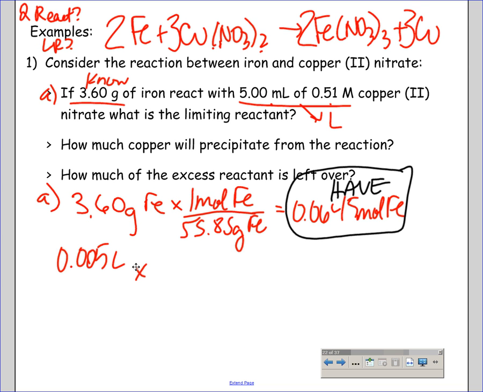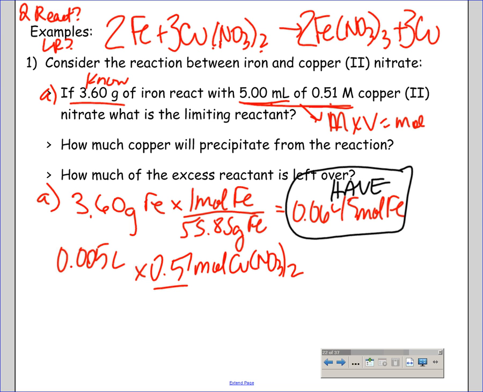Right, so essentially I'm doing M times V to give me moles. M is here, V is here. Multiply them together to get moles. So multiply by 0.51 moles of copper 2 nitrate over 1 liter. Because don't forget that this molarity thing means moles per liter. That's our conversion factor. So 0.005 times 0.51 is 0.0026 moles of copper 2 nitrate.